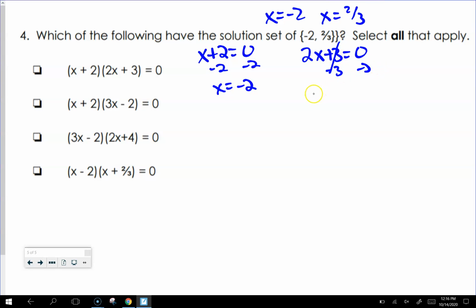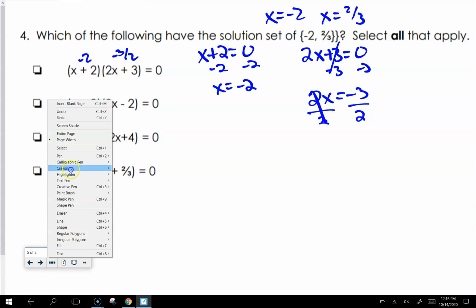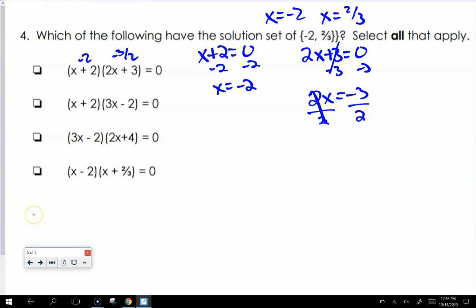So once I subtract 3, now what do I do? Divide 2 on both sides. There you go. And I get x equals negative 3 over 2. So here we got negative 2 and negative 3 over 2. Is that what I wanted? No. Am I going to check the box? No. Okay.